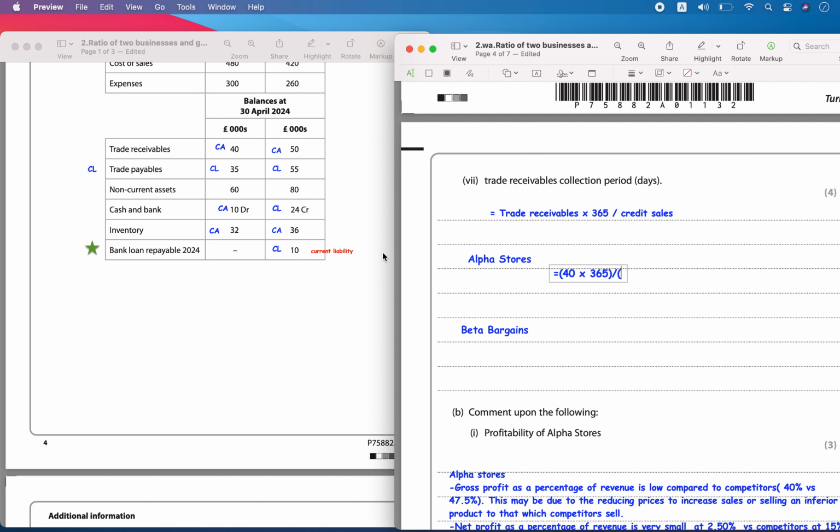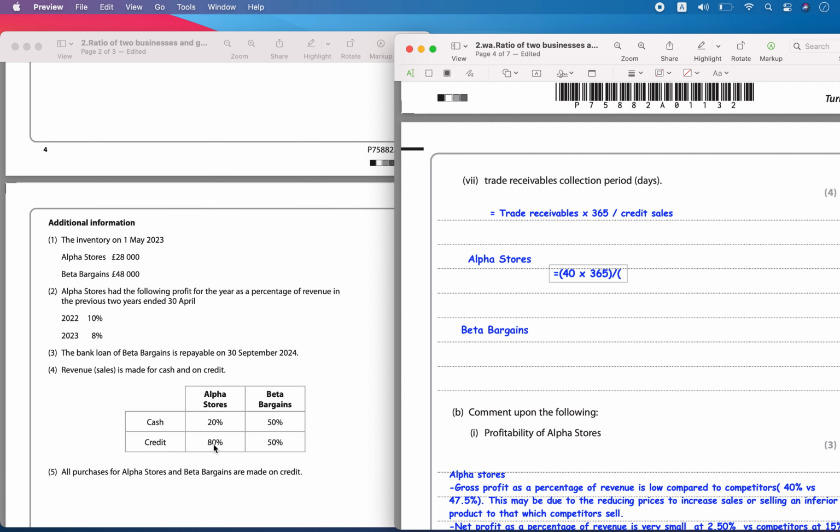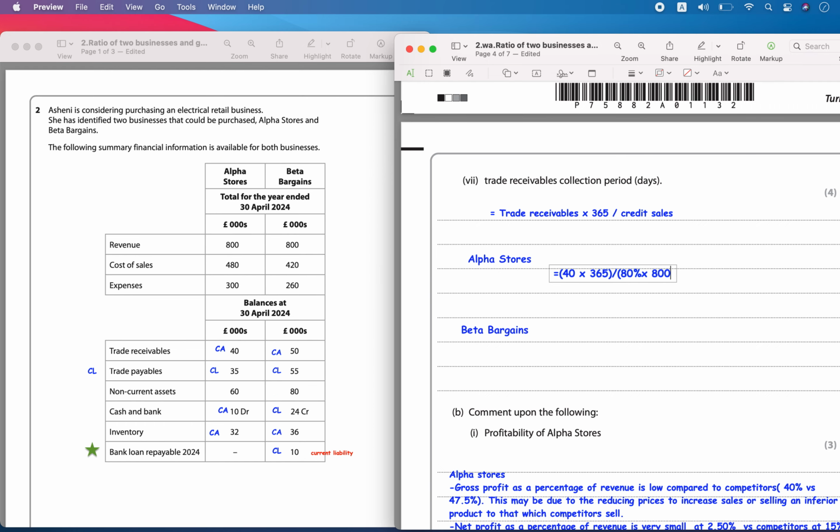Credit sales is going to be equal to 80% of the normal sales, that is regarded as credit sales of the revenue. Revenue means it is cash sales plus credit sales. So you include only 80% of the revenue, which is 800. So 40 times 365 divided by 80% of 800, which is 640, is equal to 22.81 days.